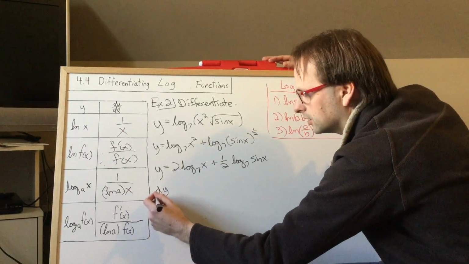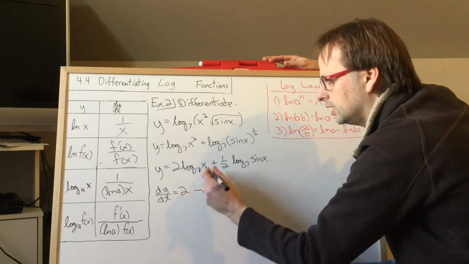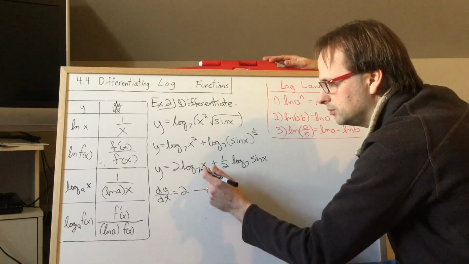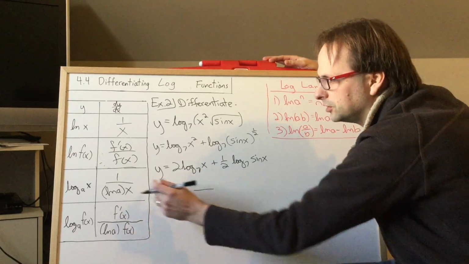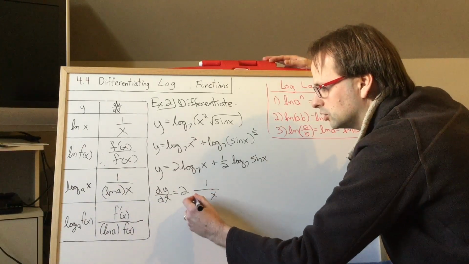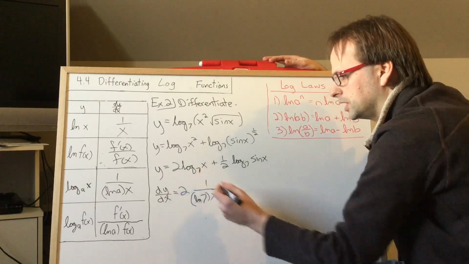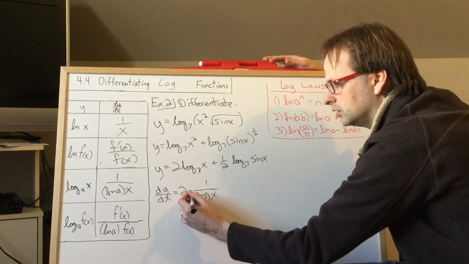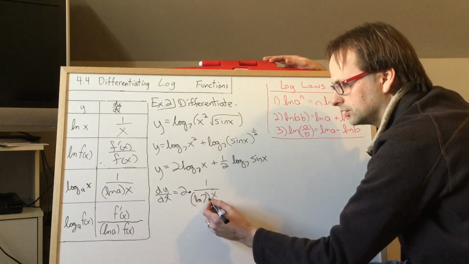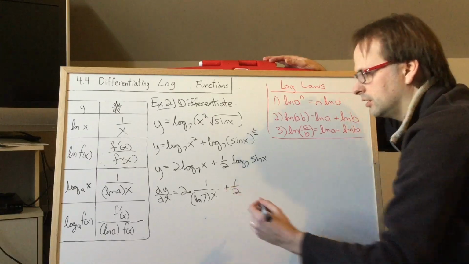dy by dx. 2 stays, and it's going to be original on the bottom and its derivative on the top. Or since it's just x, I can just use the little rule here. But make sure I pay the tax for having a weird base of 7. So it's 2 times 1 over ln 7 times x, all on the bottom, plus 1/2.